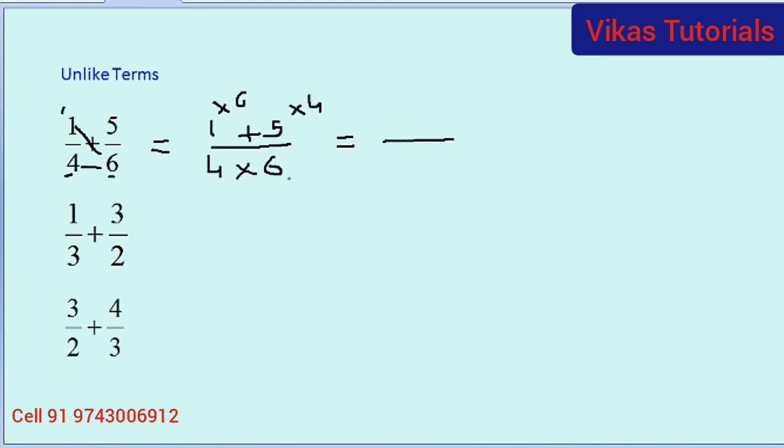Okay, 4 into 6 denominators. 4 into 6 is how much? 24. 6 into 1 is 6. Put the plus sign here, 5 into 4 is 20. So the answer is 20 plus 6, 26 by 24. Okay, 26 by 24.